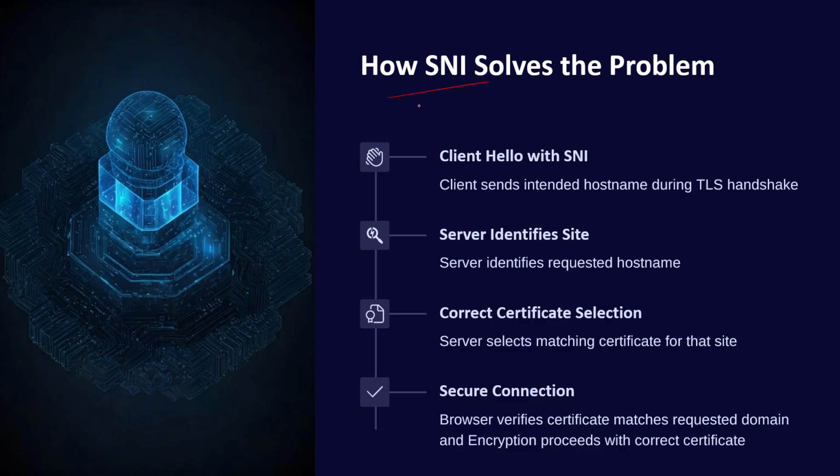So as we just saw in the previous diagram, how SNI solves the problem is that the client initiates ClientHello with the SNI extension. So the client sends the intended hostname during the TLS Handshake. Second, the server identifies the site. Based on that SNI TLS extension, the hostname, the server identifies the requested hostname, and then selects the matching certificate for that website when there are multiple websites installed on the same server, and then the browser verifies the certificate matches the requested domain that it is trying to access, and then the encryption channel is established between the client and the server using the correct certificate.